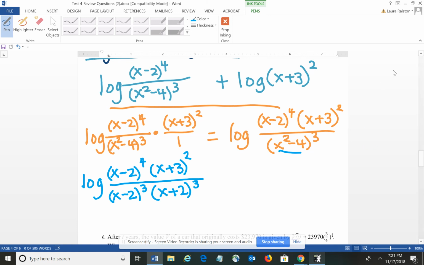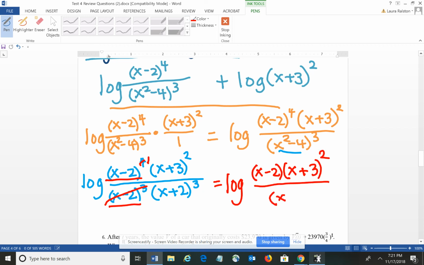So then, if you notice, you have the same base of x minus 2 in the numerator and the denominator. There are 4 in the numerator, 3 in the denominator. You subtract the exponents. So these 3 in the denominator are going to divide out, and I would have 1 left in the numerator. So we end up with the log of x minus 2 times x plus 3 squared over x plus 2 to the 3rd.